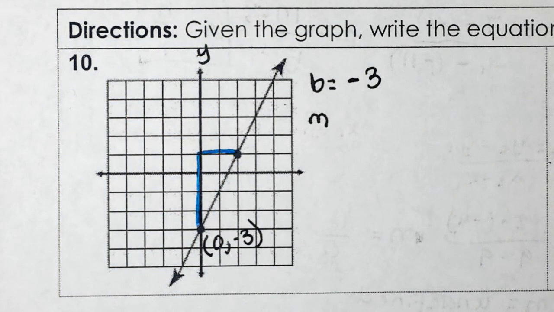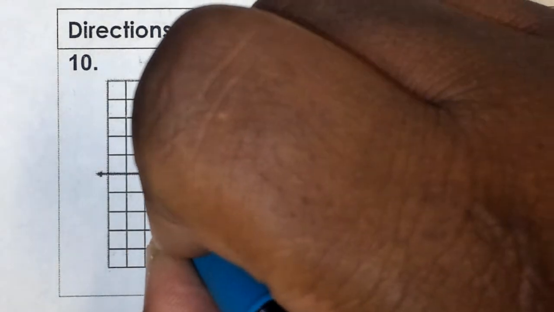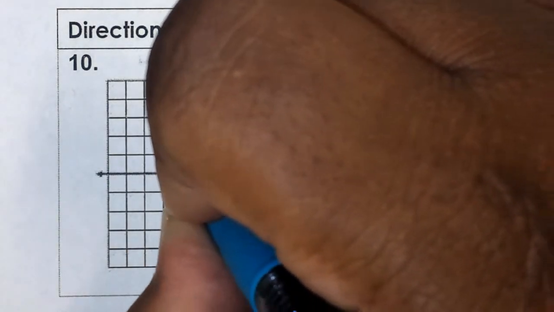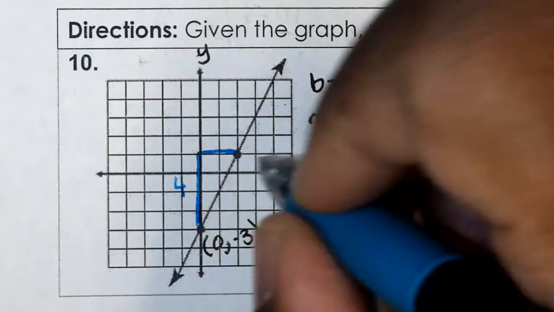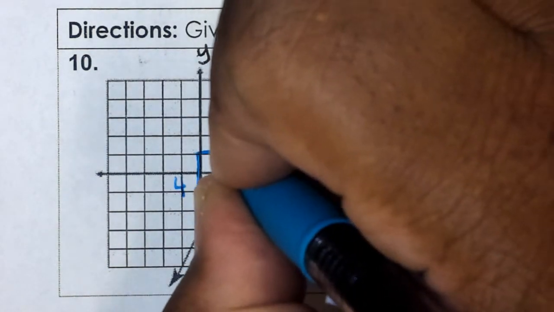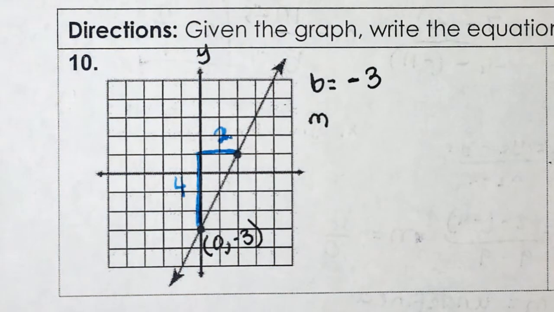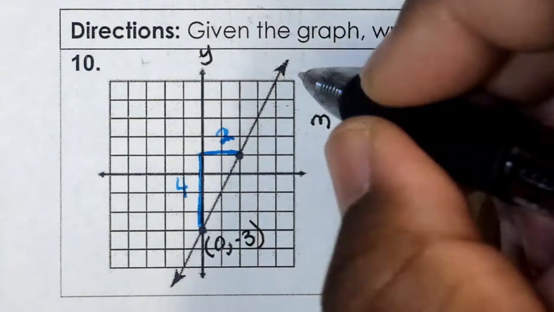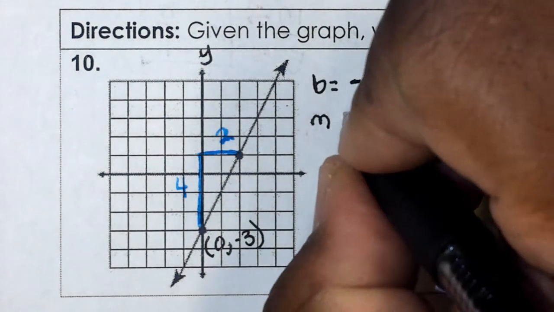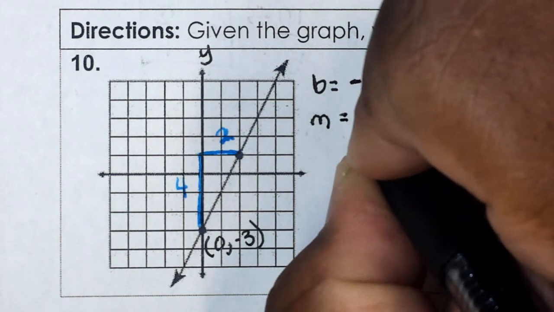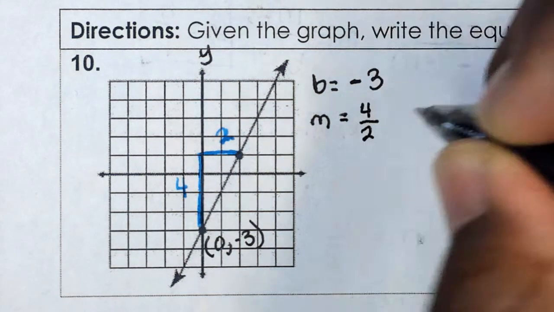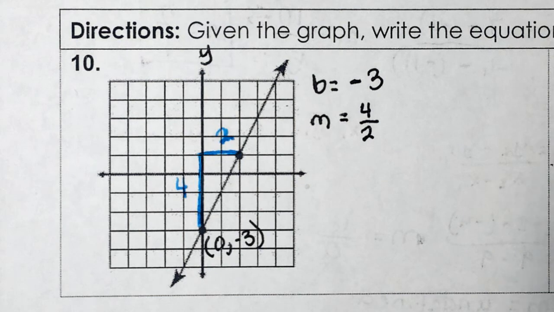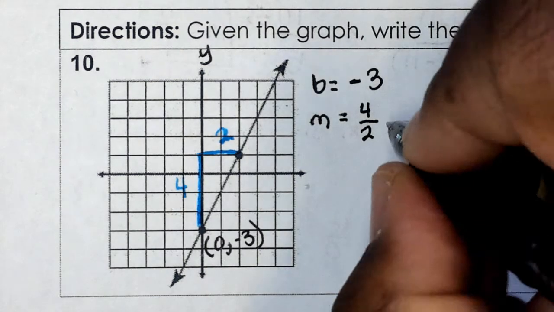All I'm doing is counting for my slope. So my rise was 1, 2, 3, 4. My run was over 1, 2. And my line from left to right is going up, so this is positive, yes? So this is 4/2 for me. Rise over run, so the vertical over the horizontal. But you know that can be simplified.